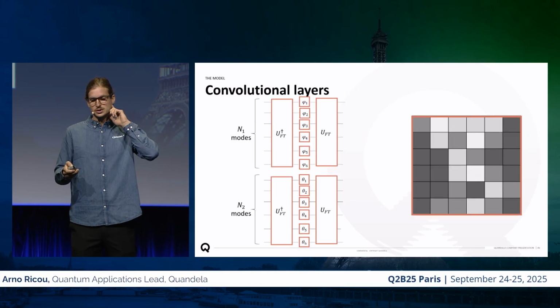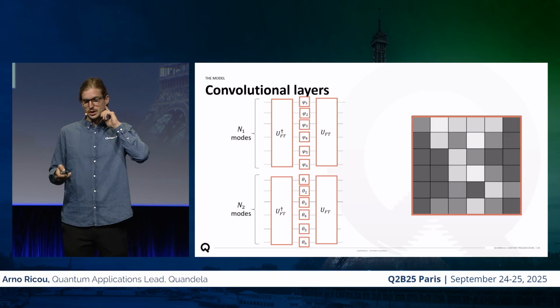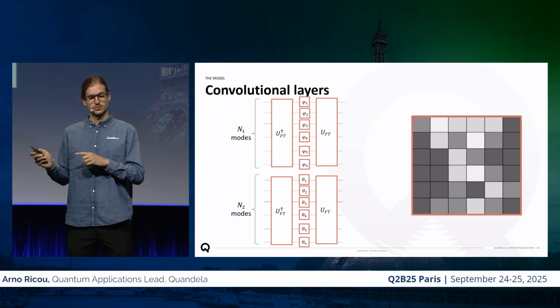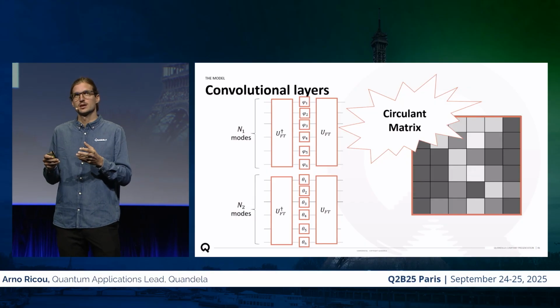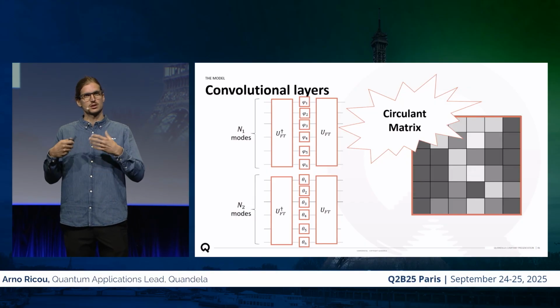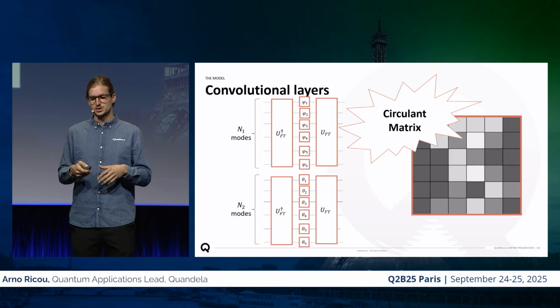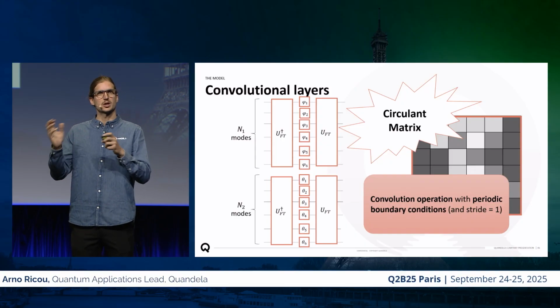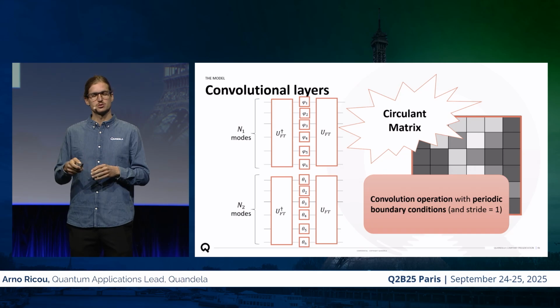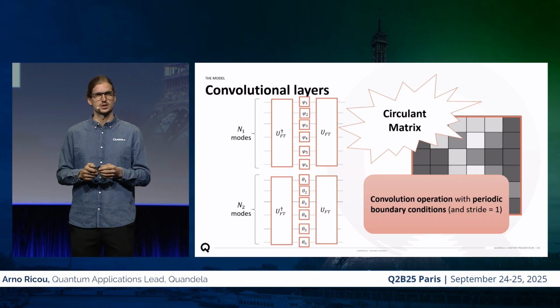So first, the convolutional layer can be as follows. In photonics we can make it a circulant matrix, which makes it more adapted to what we have, because we need periodic boundary conditions, and it's really important for that to have a circulant matrix.